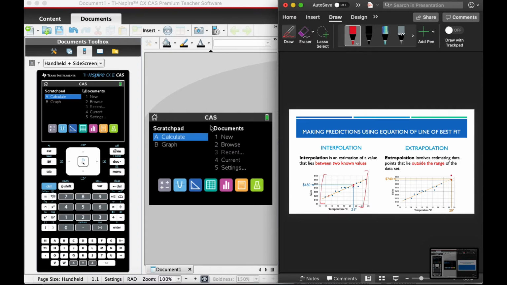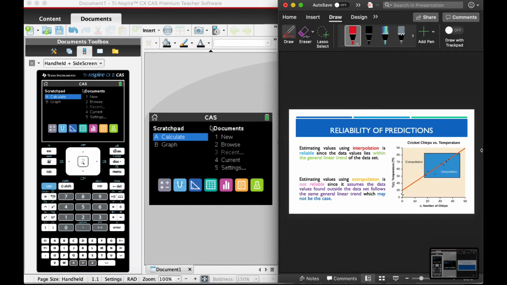Now, if you guys remember, we said that these two methods have different levels of reliability or accuracy. So we said that estimating values using interpolation is a far more reliable method, because values that lie within the actual data set follow the same general linear trend. So if it's a positive gradient, it follows the same linear trend. So let's say we're trying to find out what is the temperature when there are 25 chirps in this case. This lies within the same data set, so it does follow the same linear trend.